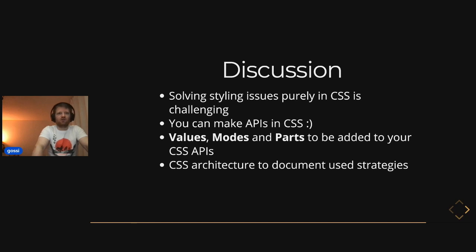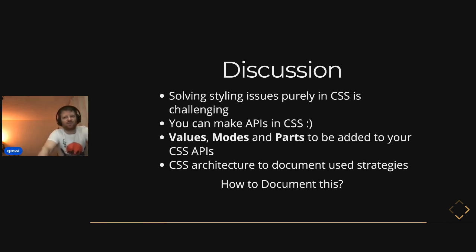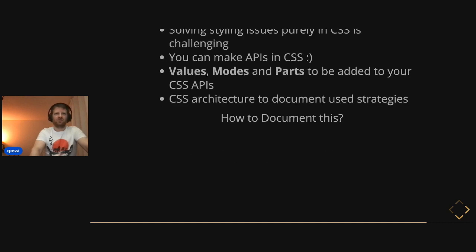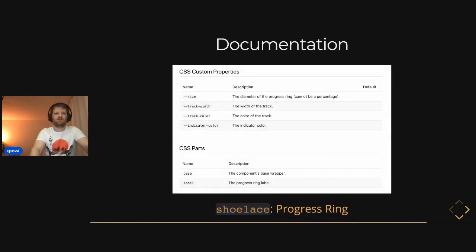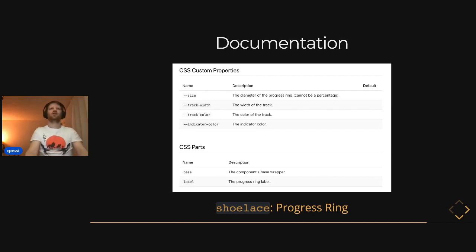And then also, do not forget to document strategies on how you want to define styling within your CSS architecture. But the big question is, how do we actually document this? How can we say, okay, this is our component and this is the valuable CSS API? Well, there is a good example from Shoelace. It's a CSS library, and it also comes with web components.